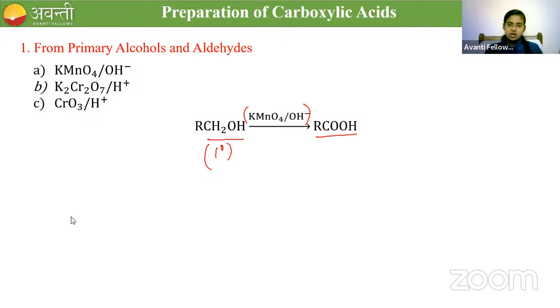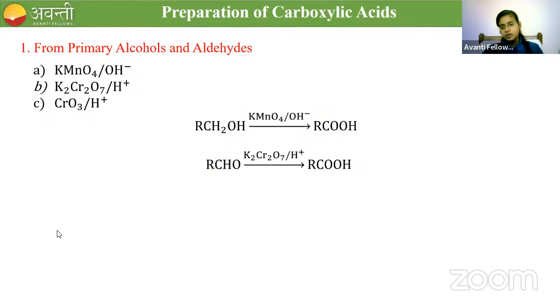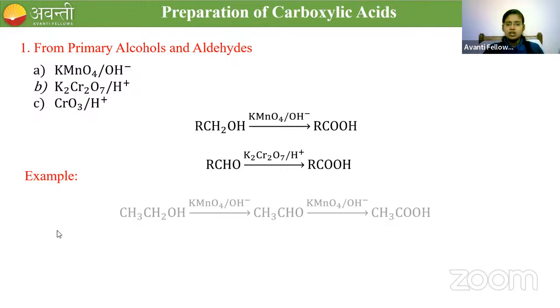Not only with alcohol, you can use aldehydes also. RCHO is an aldehyde. If you treat it with the oxidizing agent, it will produce acid. So these two are the general reactions. I will give you some examples also. Let me take one alcohol, CH3CH2OH. What is the name of this alcohol? Ethanol.